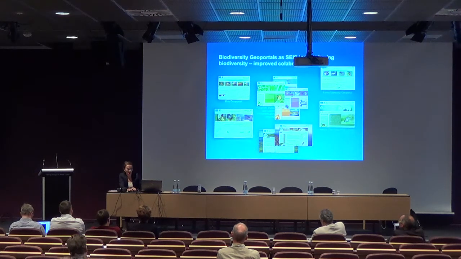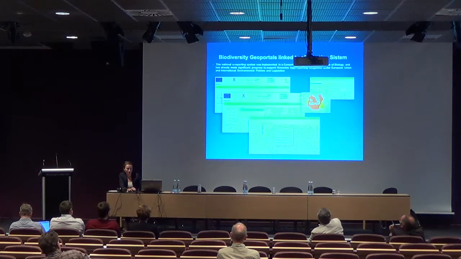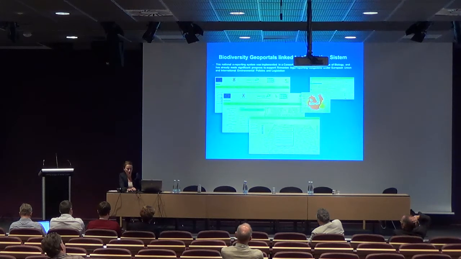So in order to make this possible, we needed a much more complex system, a new reporting system, which was developed in a consortium with the National Institute of Biology and is already making significant progress to support Romania's legal reporting obligation to the European Union. We already had reported all the biodiversity maps and the biodiversity conservation status to the European Union, and this is a successful project.